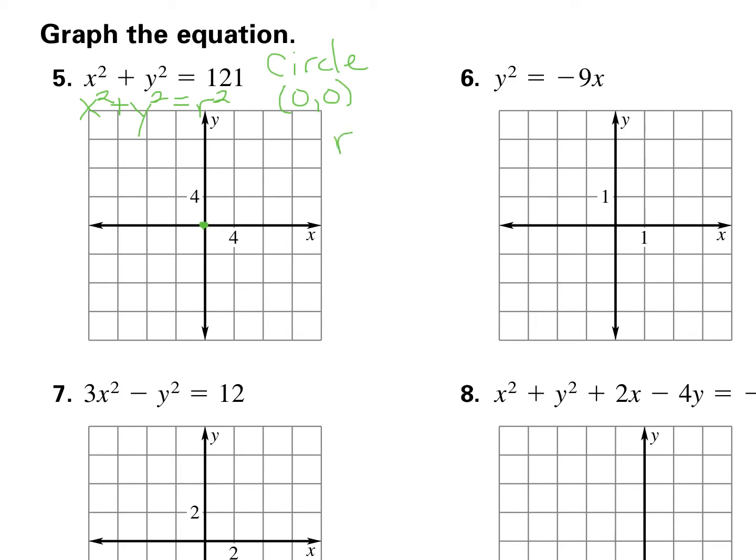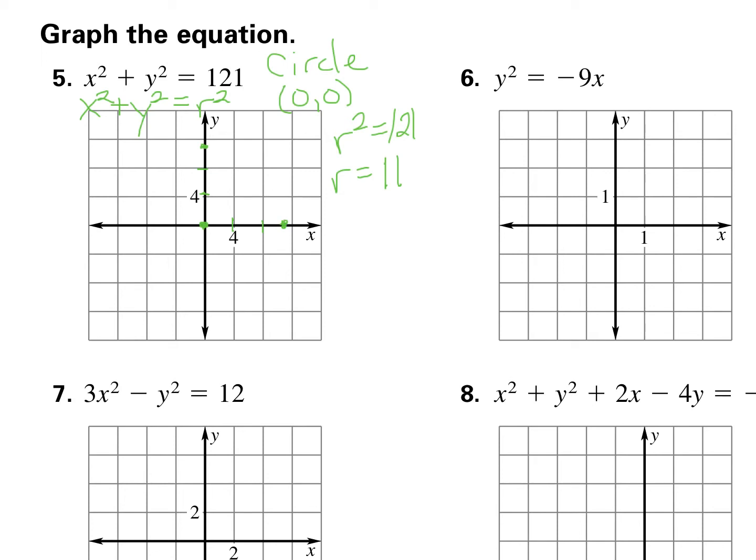And my r squared, my radius squared, is equal to 121, which means that my radius must therefore be equal to the square root of 121, which is 11. So noticing that my scale is going by 4s, I'm going to count off to 11 in every direction. So we have 4, 8, and then if I cut this one into fourths, 11 would be right about there. Along the x-axis in the positive direction, 4, 8, and 11 is roughly around there.